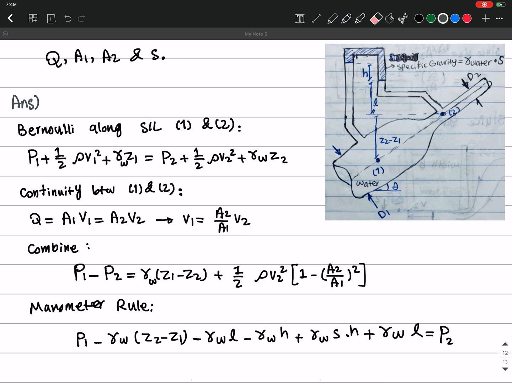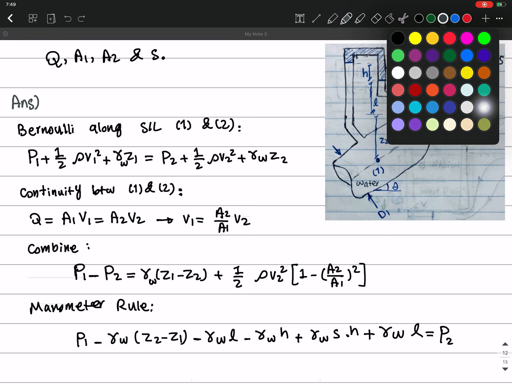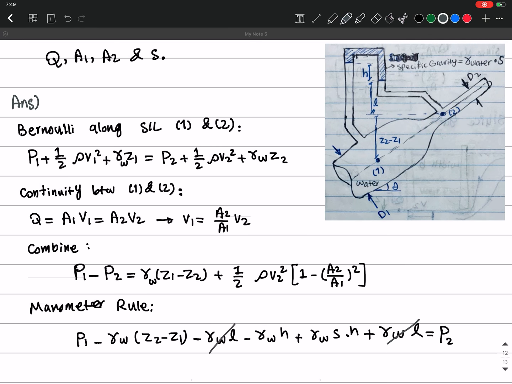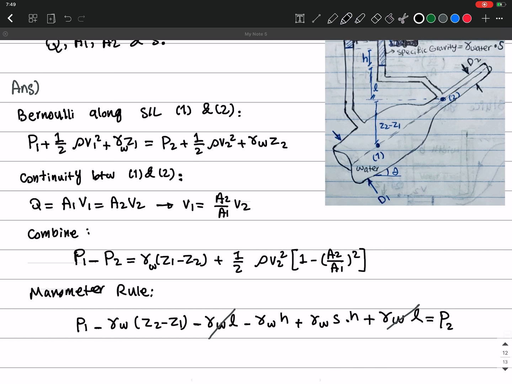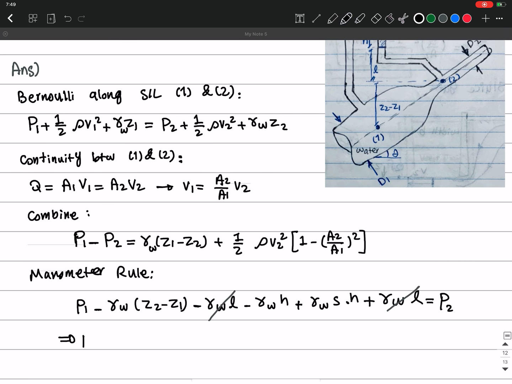An interesting thing is that we didn't know L here, but this L cancels out, right? We have one term here, gamma water L, and also another term here. So these two are going to cancel out. And so I have another equation based on the manometer rule for P1 minus P2, which equals gamma water times Z2 minus Z1 plus gamma water H times (1 minus S). So I take these to the right hand side.